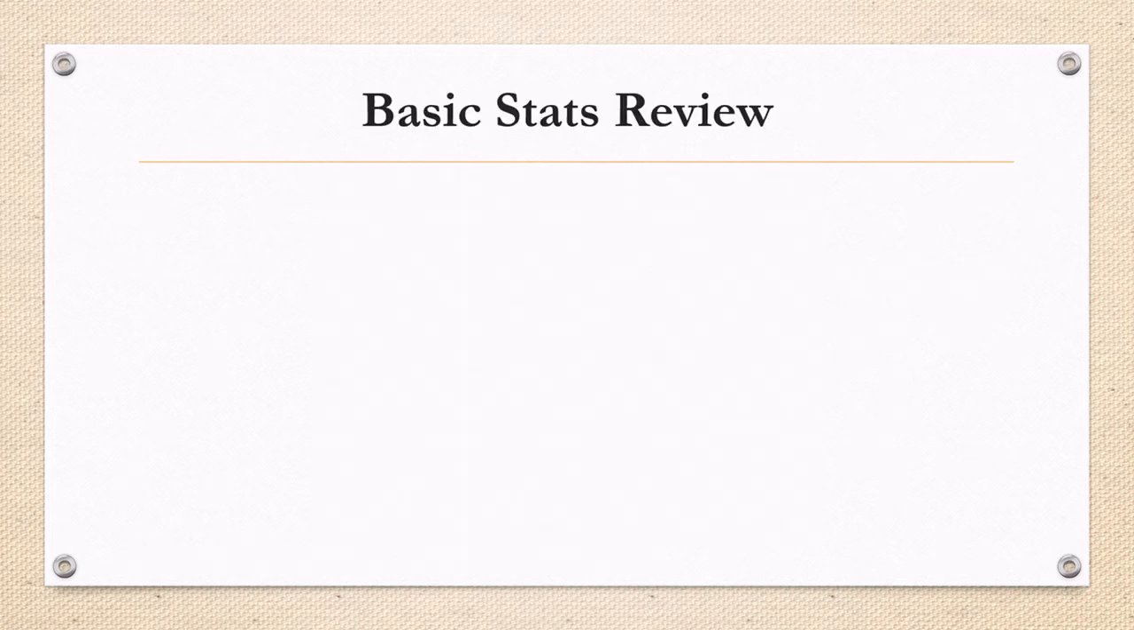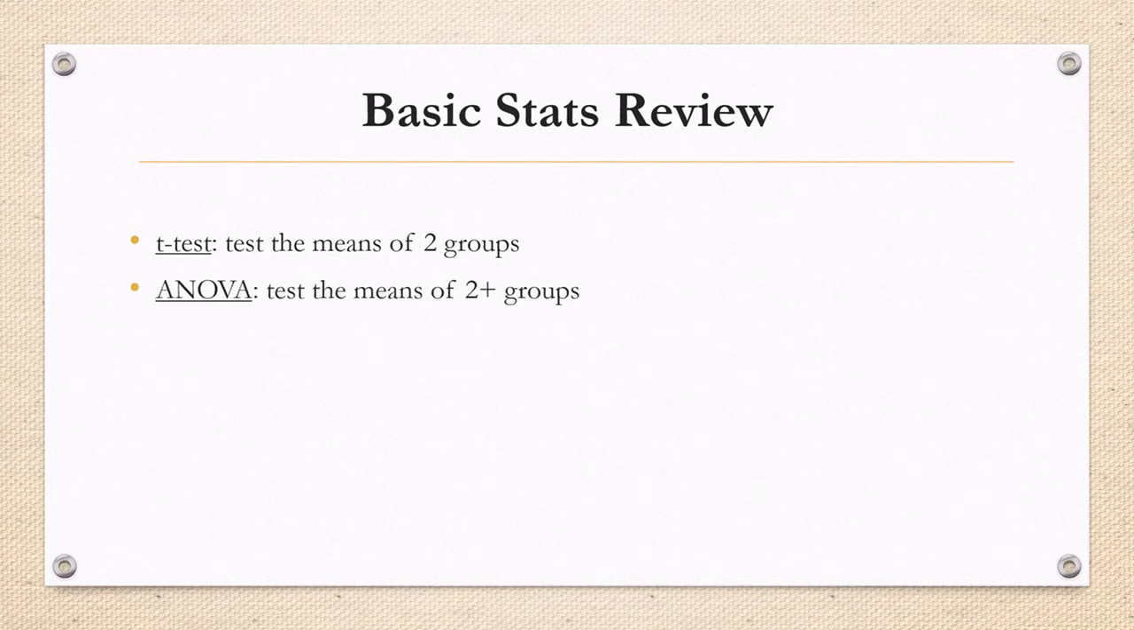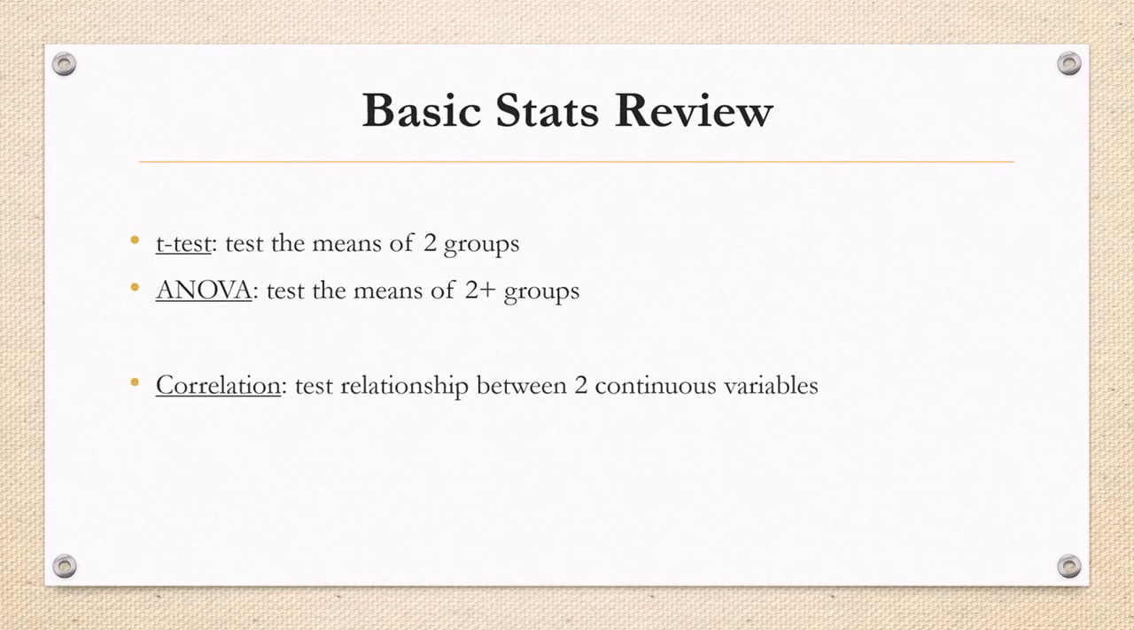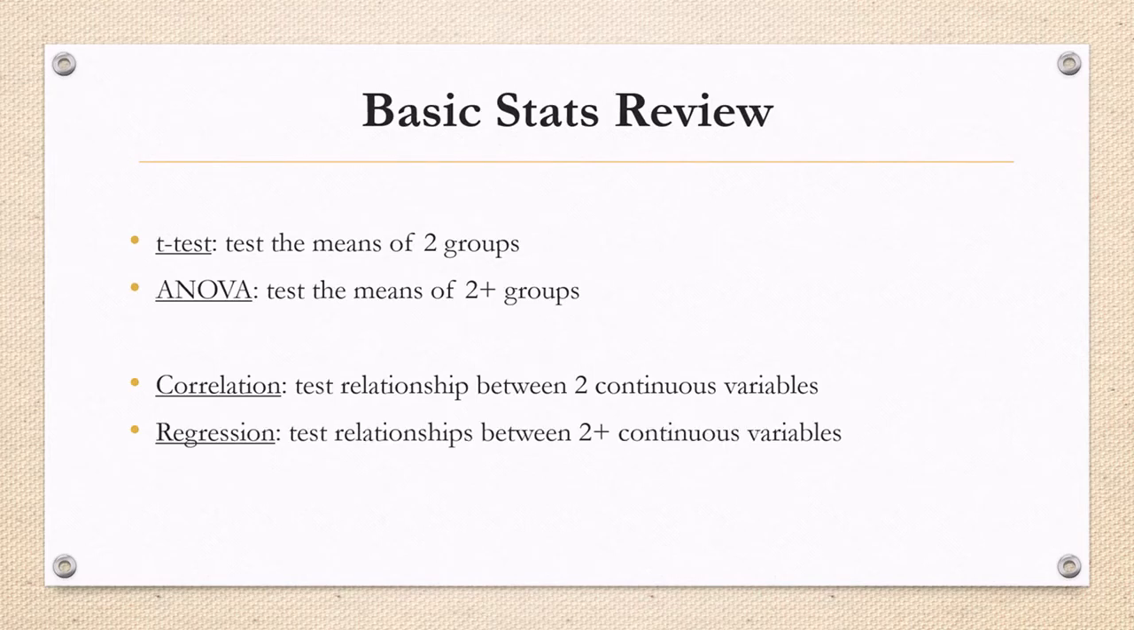So some basic statistics that we use are a t-statistic, which is testing the means of two groups, like I just showed you. An ANOVA, which is testing the means of two or more groups. A correlation, which tests the relationship between two continuous variables. And regression, which tests the relationship between two or more continuous variables. And continuous variables can be either interval or ratio scales.